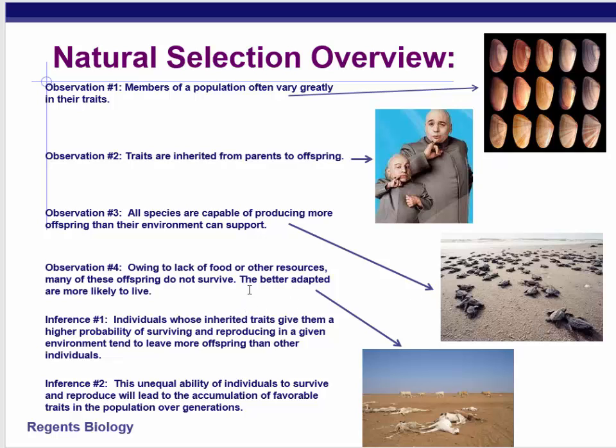Because there are so many extra offspring than what the environment can allow for, this brings us to the fourth natural selection observation. Owing to a lack of food and other resources, many of these offspring do not survive. The best adapted are more likely to live.